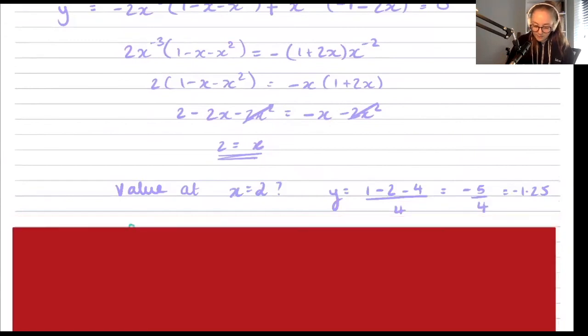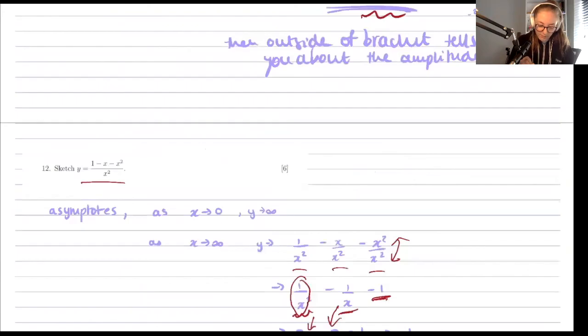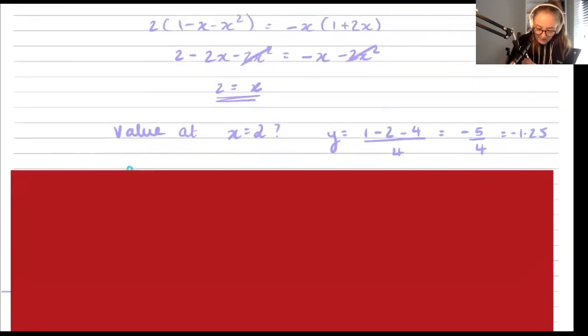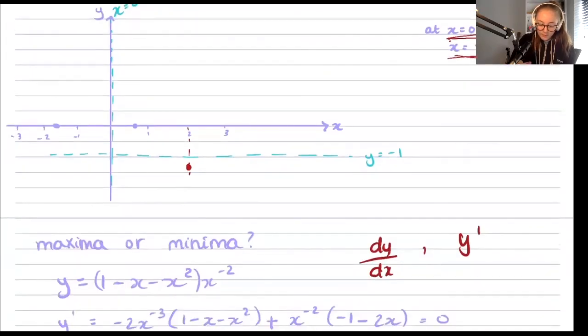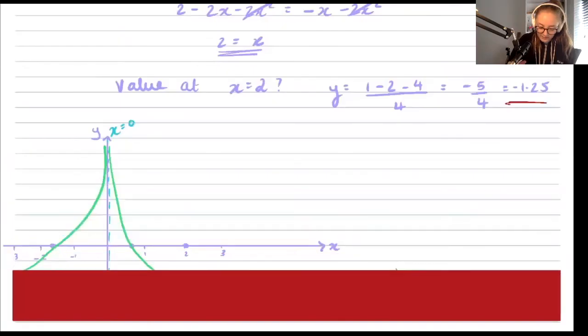So at x is 2, we stick that back into our original equation, y equals (1 minus x squared) over x squared. And then we get that to be -1.25. So we know that our minimum is going to be somewhere about here maybe. And then at that point, we have enough information to fill in our graph.